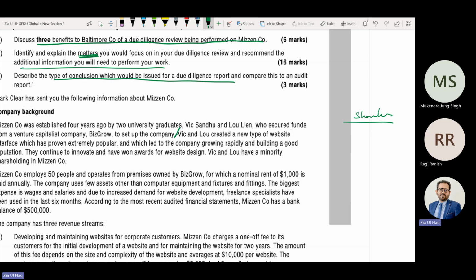with BizGrow as well. And the additional information for this will be shareholder register and contract with BizGrow. Shareholder register and contract with BizGrow venture capitalist.